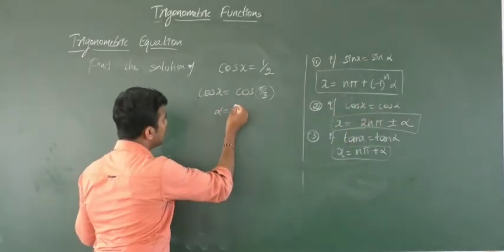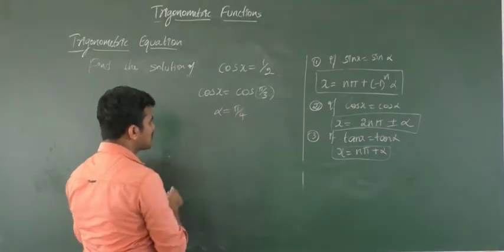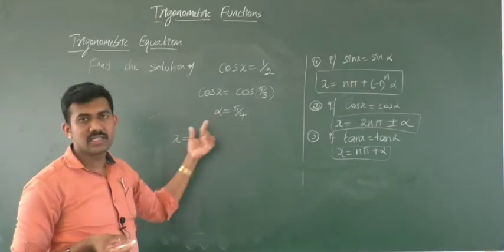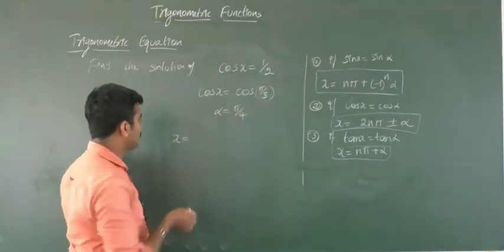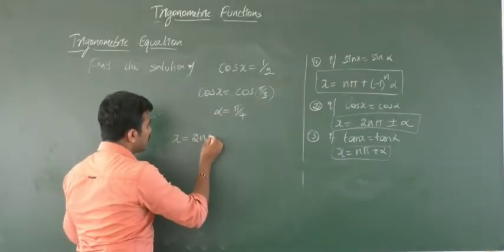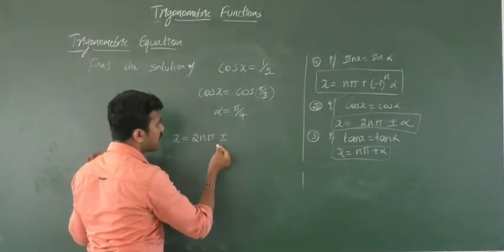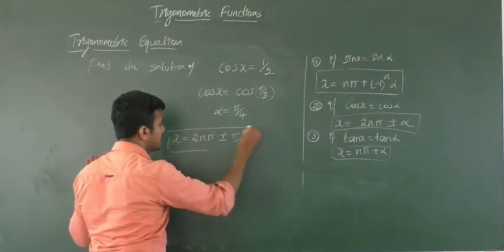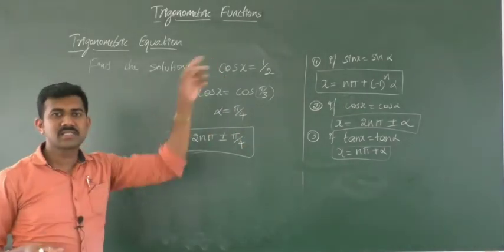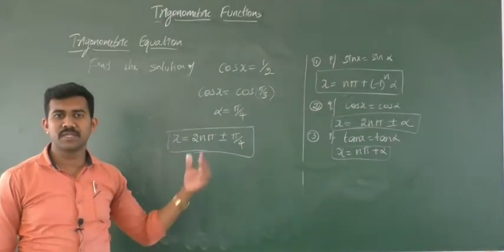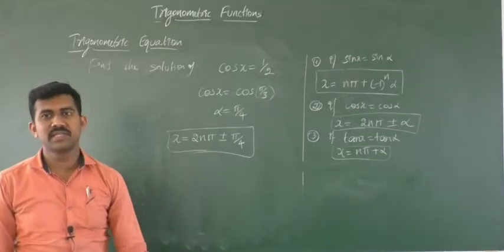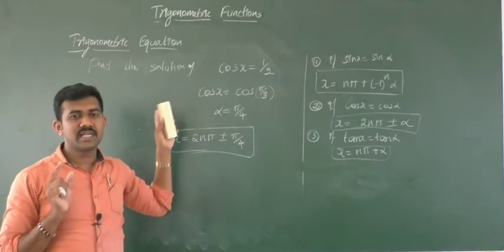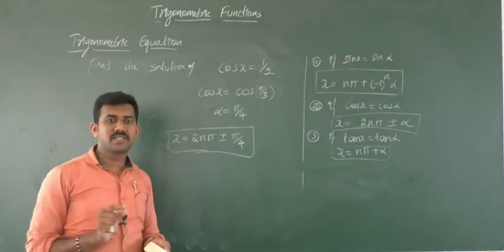Alpha is nothing but pi by 3. So we can write now the general solution: x is equal to 2n pi plus or minus alpha. Alpha is nothing but pi by 4. So this is the general solution of cos x is equal to half. Very simple, right? Now we'll see some questions on finding the principal solution as well as the general solution. We'll see the next question.